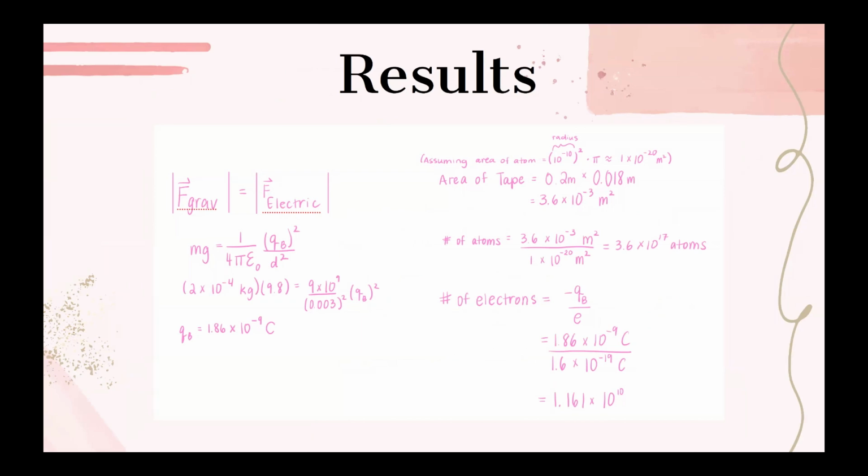Then we can also find the area of tape. However, this is using the assumption that the radius of an atom is 10 to the negative 10th. Then we figured out that the area of the atom is 1 times 10 to the negative 20 meters squared. Using this, we can find the area of tape to be 3.6 times 10 to the 3 meters squared. Then the number of atoms is 3.6 times 10 to the 17 atoms, and then the number of electrons is 1.161 times 10 to the 10.